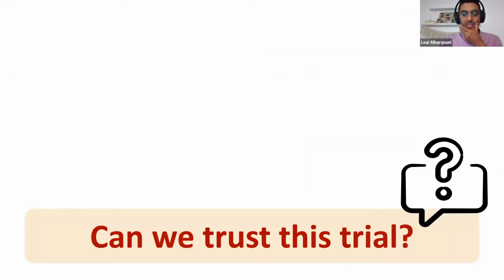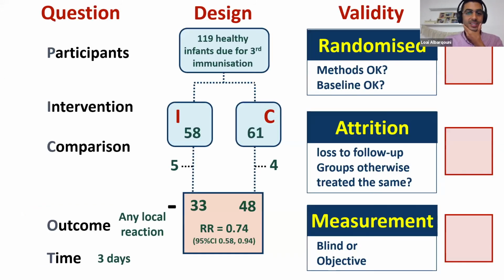Okay. So what do you think overall? Can we trust the result of this study? Here you can somehow schematically use what's called the GATE critical appraisal developed by Rod Jackson from New Zealand. You start with the participants and intervention, how many assigned to the intervention and the control, how many drop out, how many end up with the main outcome, let's say any local reaction, and this is the relative risk, and this is the timing. I would say that there is no very major red flag in this article.